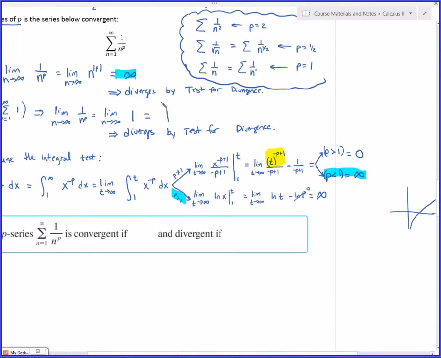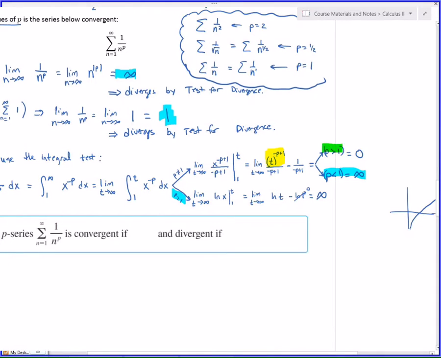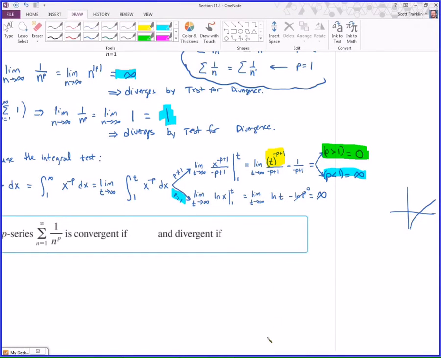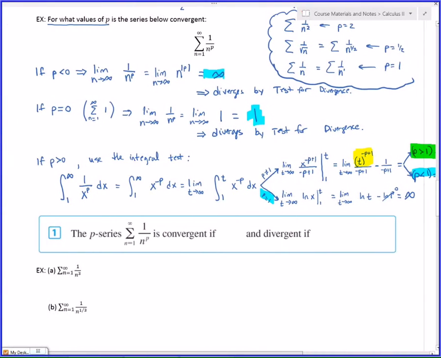Notice all these cases where we get divergence. Negative, 0, less than 1, and 1. So everything up to 1 gives us divergent. Where is the only place where I converge to a number? When p is greater than 1. So now we have essentially all the information we need to make a final conclusion.